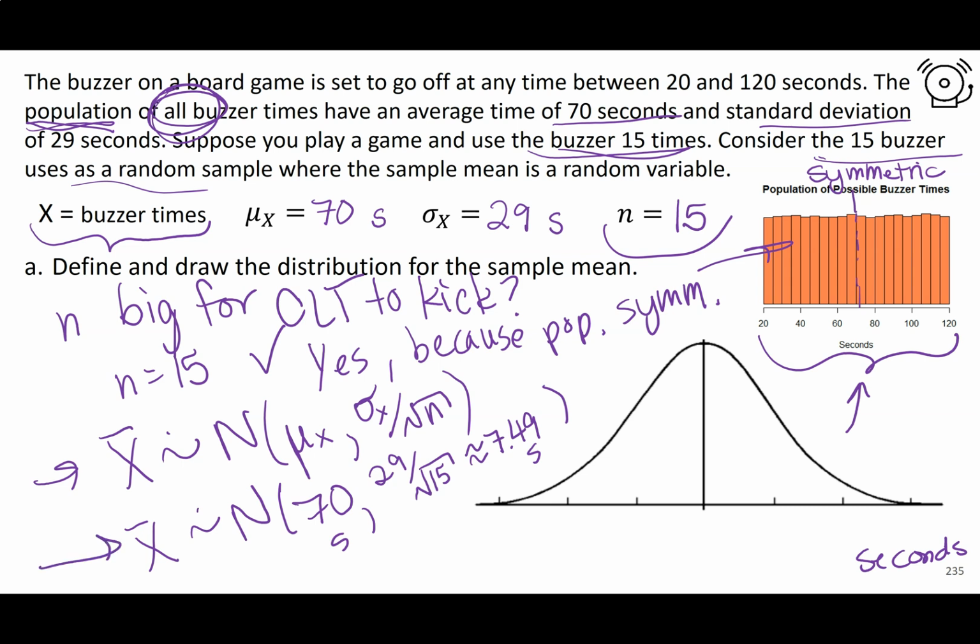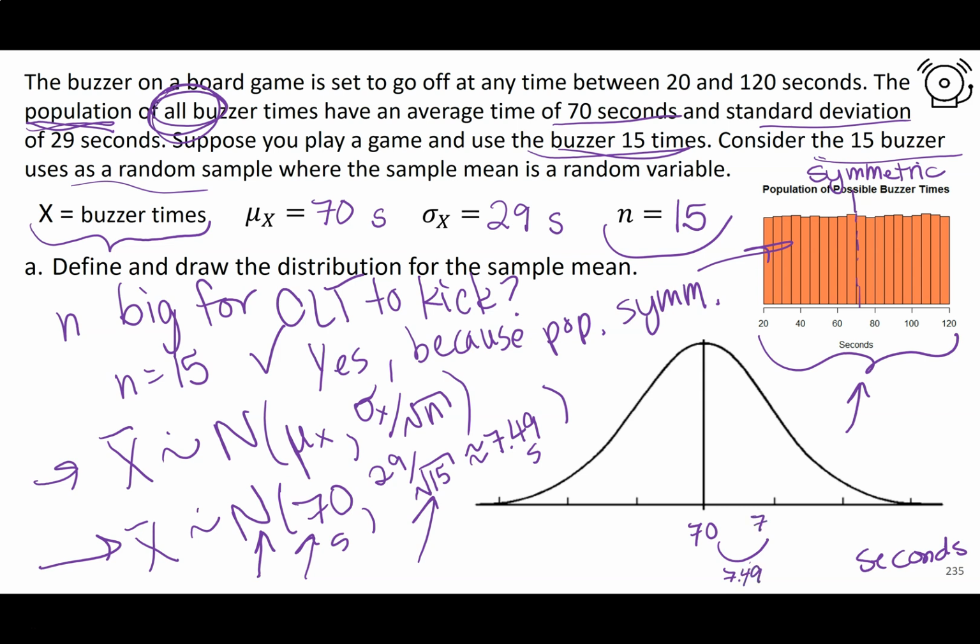So this right here tells me it's going to be normally shaped, so it's going to have that bell shape with a mean of 70, so that's where it's going to be centered. So that's what I have here. And a standard deviation of about 7.49 seconds. So that means each one of these tick marks is going to be about 7.49 seconds apart.